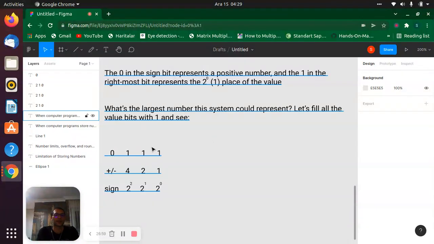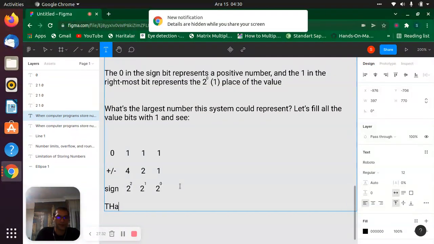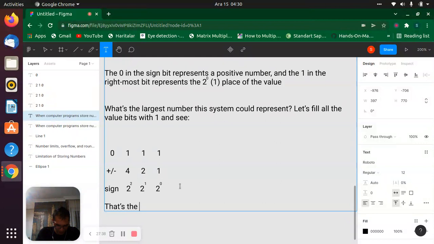Okay, now try to understand this sign here, positive or negative. We can use this place here for the sign, and the other ones will be 1 1 1, so what will it be? 1 times 1 is 1, 2 times 1 is 2, 4 times 1 is 4, and it will be 7. We already know that. So we can say that's the positive number 7.